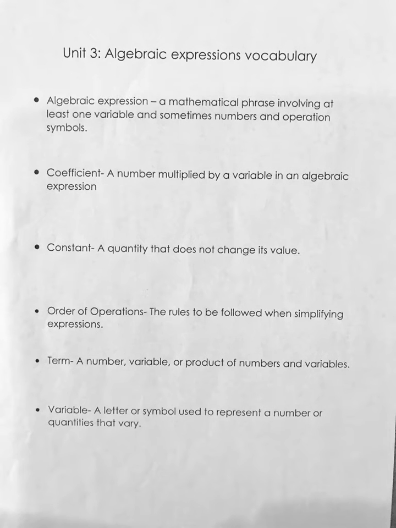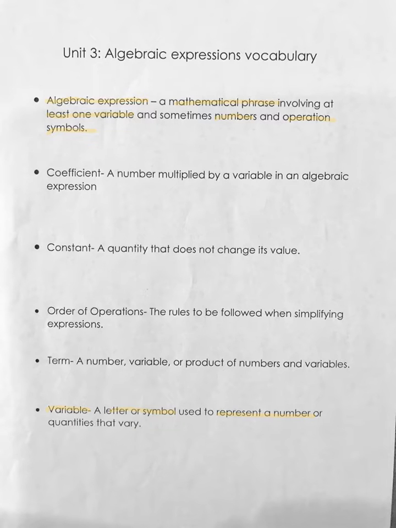When we talk about expressions, there's a lot of very important vocabulary that we need to know. Our first vocabulary term is called algebraic expression. This is a mathematical phrase involving at least one variable and sometimes numbers and operation symbols. Remember, a variable, which is defined down here at the bottom, is a letter or symbol that is used to represent a number or quantities that might vary.